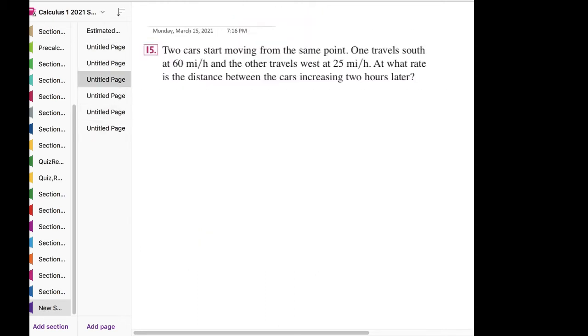Okay, this is a fun one. You have two cars that start moving from the same point. One travels south at 16 miles per hour, and one travels west at 25 miles per hour. The question is, at what rate is the distance between the cars increasing 2 hours later? Okay, so again, let's underline some things and say what the math equivalent is.